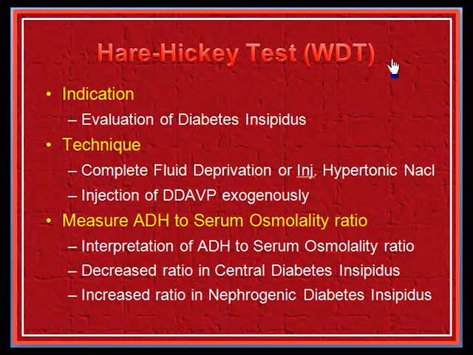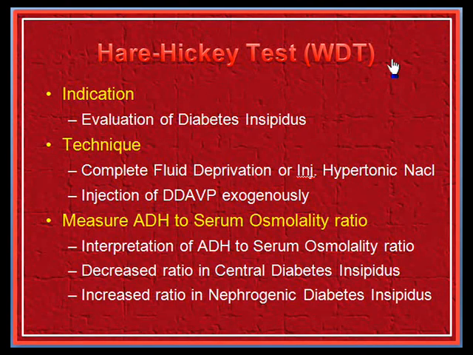The technique here is complete deprivation of fluid for 24 hours, or injection of hypertonic saline or hypertonic sodium chloride intravenously, and injection of DDAVP exogenously in measured doses, and measurement of plasma ADH to serum osmolality ratio.